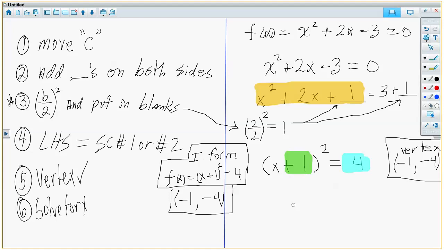All right. So, what do we do first? How do you undo a square?